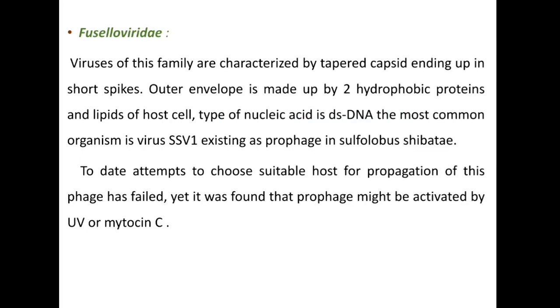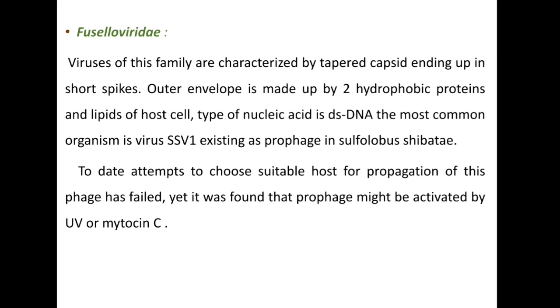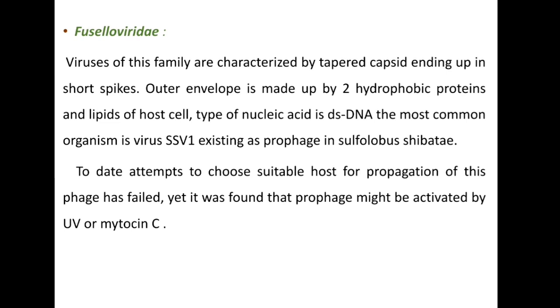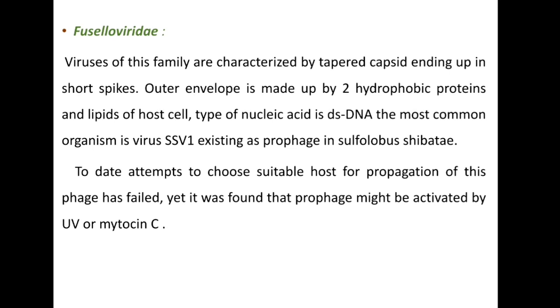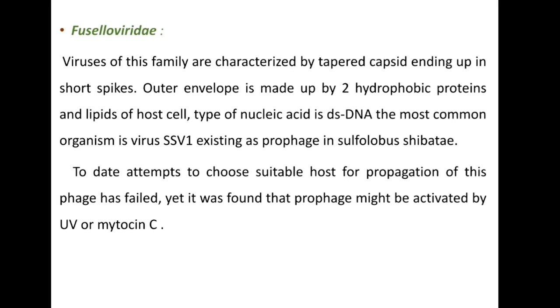The viruses of the Fusiloviridae family are characterized by a tapered capsid ending in short spikes. The outer envelope is made up of two hydrophobic proteins and lipids of the host cells. The type of nucleic acid is double-strand DNA. The most common organism is the Sulfolobus shibatae virus SSV1. To date, attempts to choose a suitable host for the propagation of the phage have failed. Yet it was found that the prophage might be activated by ultraviolet or mitomycin C. My colleague Faisal will continue the presentation, and thank you.